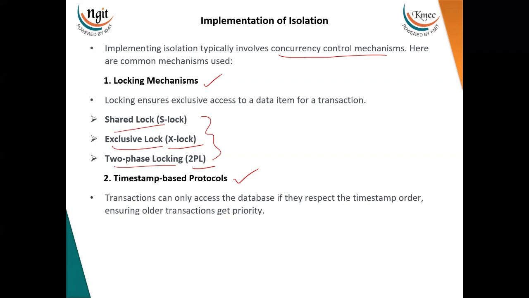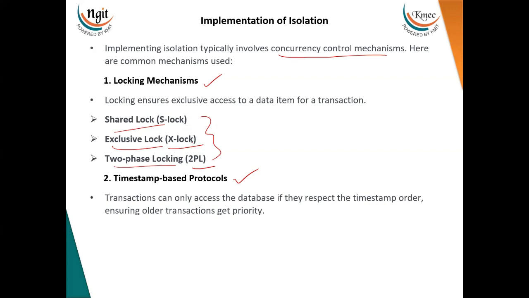A shared lock will allow a transaction to read an item but not write to it. Any transaction which wants to perform a read operation has to acquire the shared lock. It is a lock which is acquired by the transaction, and any transaction which holds this S-lock is allowed to perform the read operation. Clear? So this is the read operation, but not a write operation.